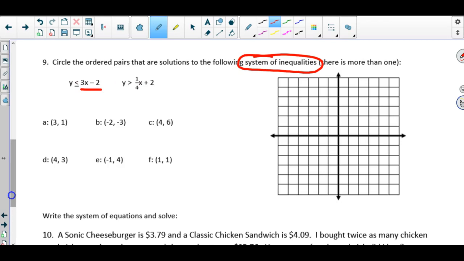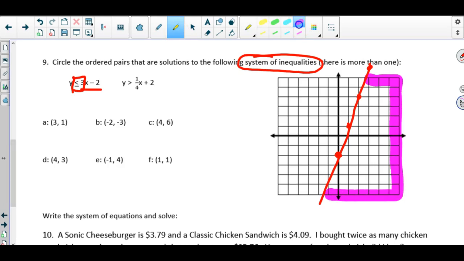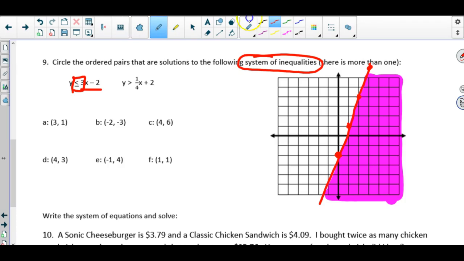So we're going to graph 3x minus 2, which is starting at negative 2. Our slope is 3 over 1, so up 3 over 1. And it's going to look something like this. The less than or equal to tells us a solid line, and we shade below. So there is its graph. The second equation, y is greater than, let's use blue for that.